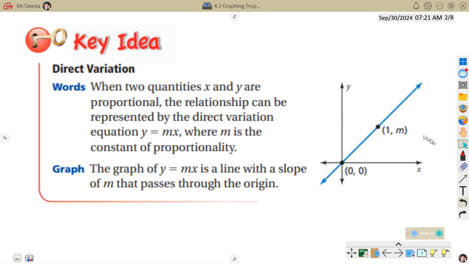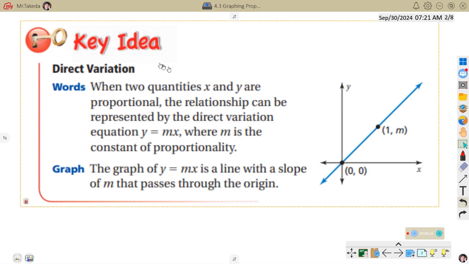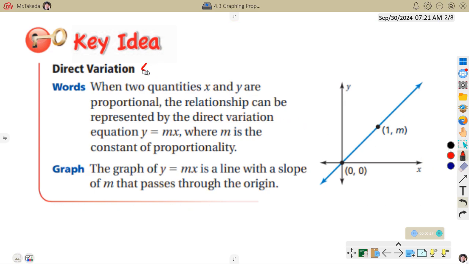First, this idea: what is direct variation? In words, when you have two quantities that are proportional, now we've already studied proportions. We know proportional relationships look like things like A over B equals C over D. A proportion is when two ratios are equal.